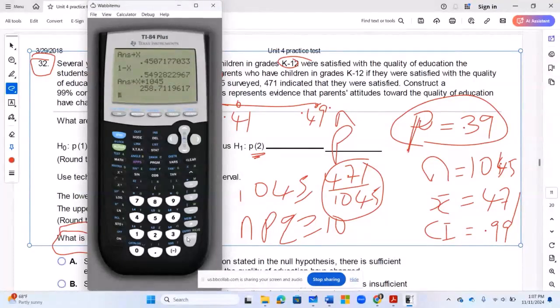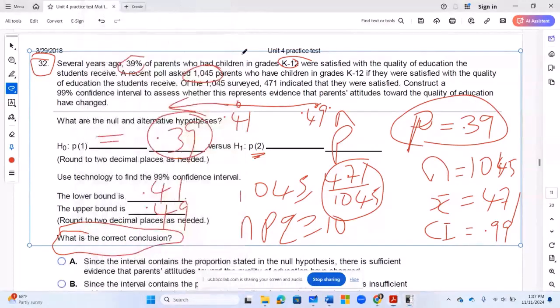Because this number is greater than 10, this question has satisfied the condition. So I can use this to do inference. This is NPQ, which is the variance, and so the variance of this binomial is greater than 10. I can convert to normal.